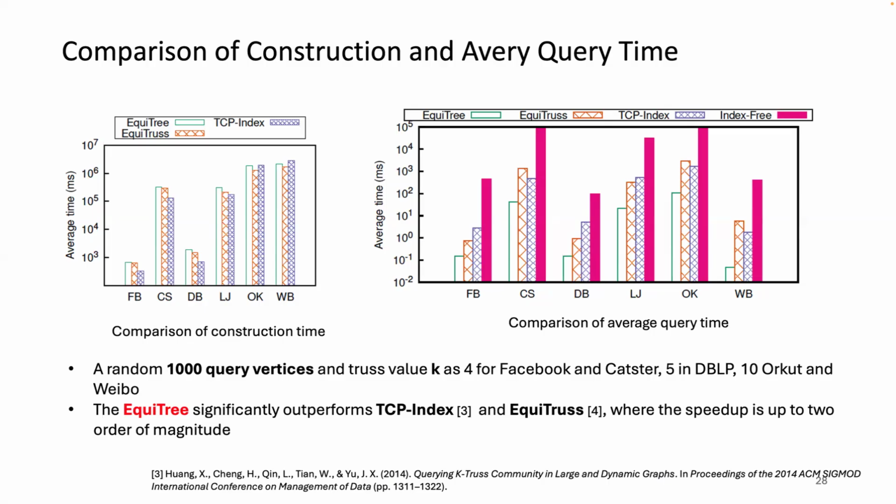Constructing the index takes 1,000 seconds for a large graph. It's too slow. But if you compare it with others, it's still relatively close. I think it's just a trade-off. The construction of the index is very slow on large graphs, like 1,000 seconds, about 20 minutes. Yes, it's still very slow.